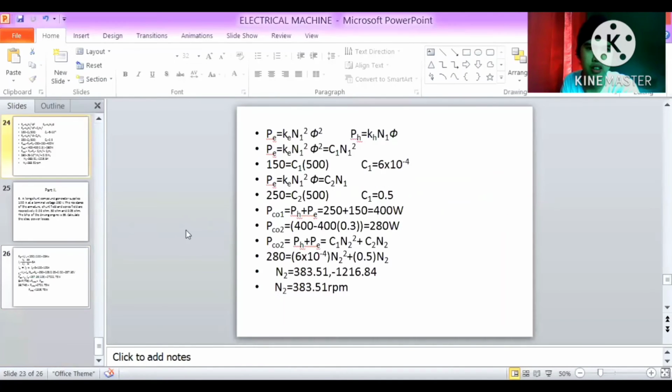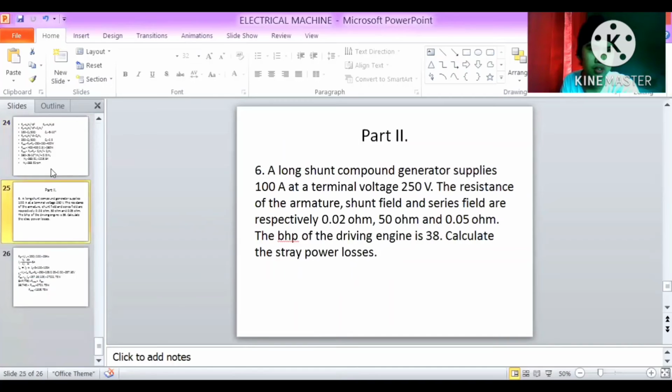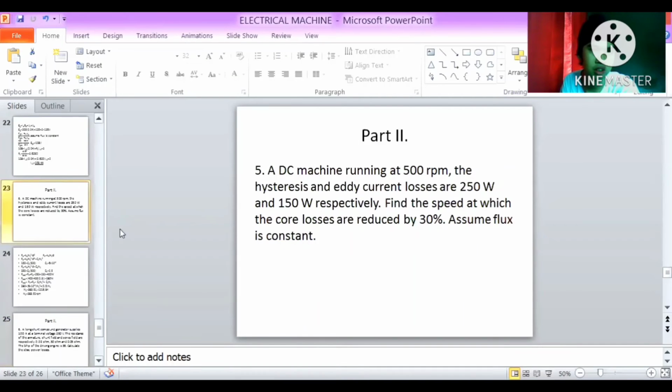So number 5. A DC machine running at 500 RPM, the hysteresis and eddy current losses are 250 watts and 150 watts respectively. Find the speed at which the core losses are reduced by 30%. Assume the flux is constant.